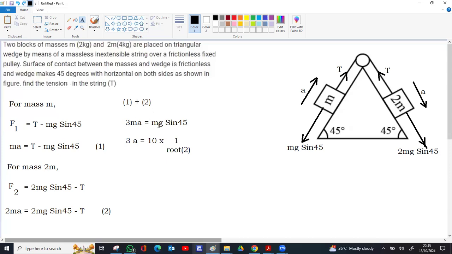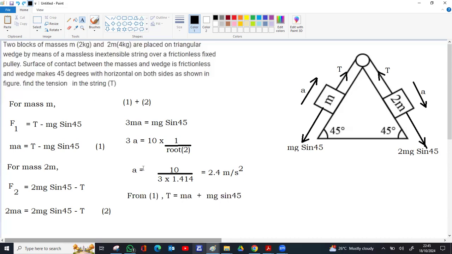You get 3a equal to g sin 45, where g is approximately 10 and sin 45 is 1 by root 2. So the acceleration will be 10 by 3 root 2. Root 2 is 1.414, so this value comes to approximately 2.4 meter per second square. Now you have the acceleration. For finding the tension, go back to equation number 1. According to equation 1, taking mg sin 45 to the left-hand side, tension will be equal to ma plus mg sin 45.